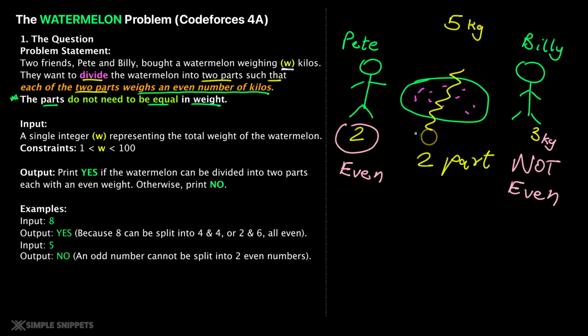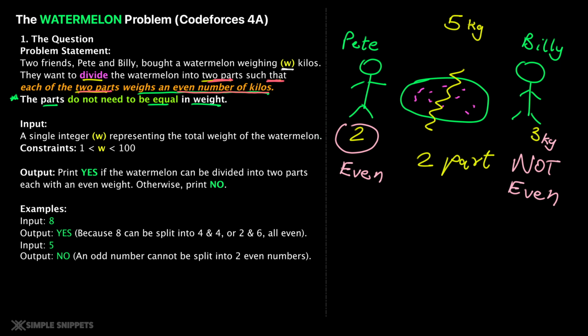This is what I'm trying to explain. So this is what this yellow line is telling us in plain English form, that they want to divide the watermelon into two parts such that each of the two parts weigh an even number of kilos. Okay? It doesn't matter if they're divided unequally, but both of them should be even numbers.